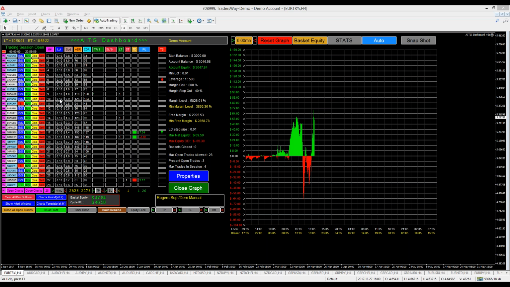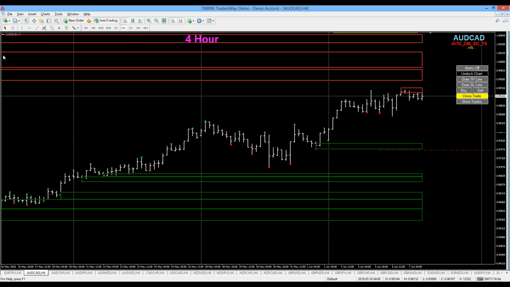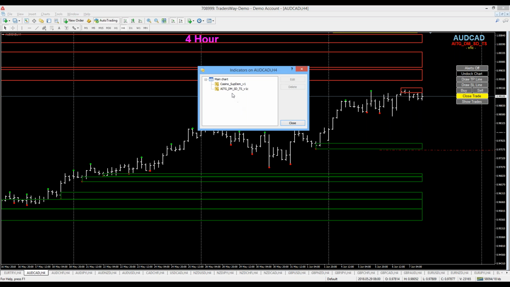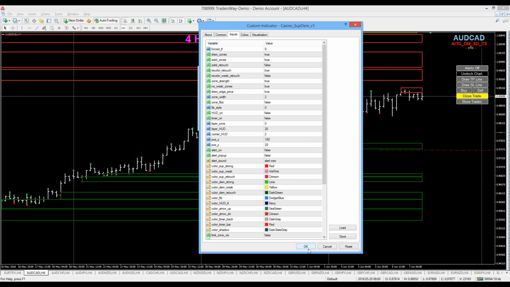I'll try to do this as quickly as possible. We'll look at the Aussie CAD first, and we have to move some things around here. Here's the Aussie CAD. We have a new SupDem that was painted since we put this on yesterday. I don't know what's going on with this other indicator that I put on, this casino SupDem, but it seems that it doesn't want to stay on the charts for some reason.